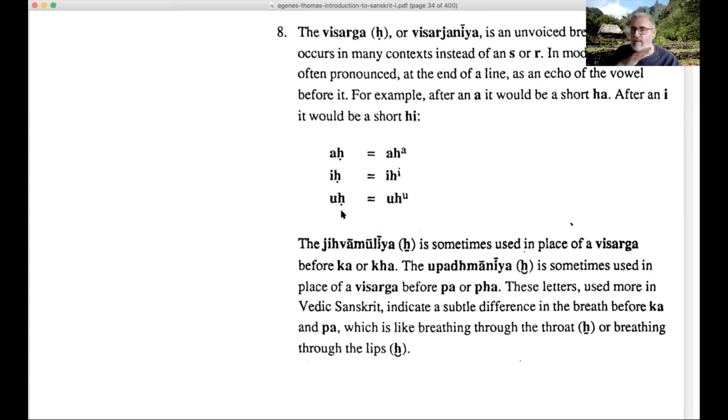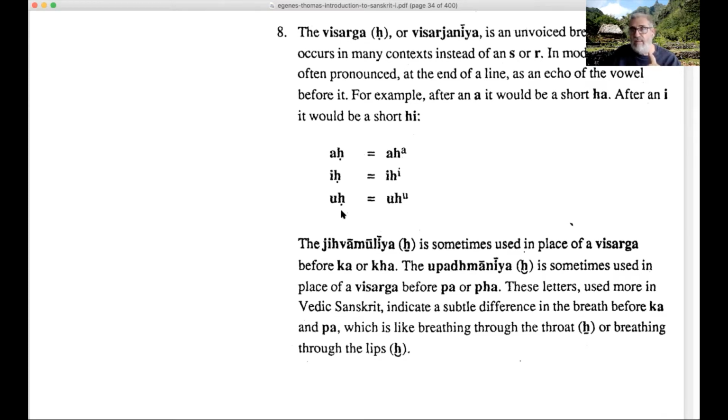Now let's go through all the vowels and see how they are pronounced with visarga. Short and long primary vowels. Aha, short A. Aha, long A. Ihi, short I. Ihi, long I. You notice that the echo is also as long as the vowel that comes before visarga. Uhu, short U. Uhu, long U, right? You don't really get ri or ri before visarga, so we're not going to bother trying to pronounce that.